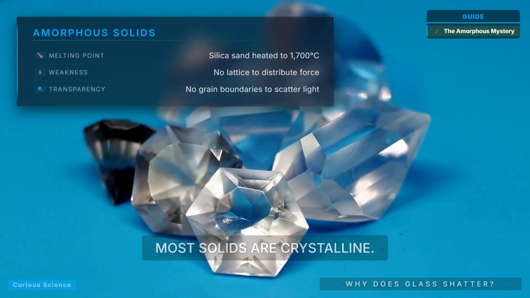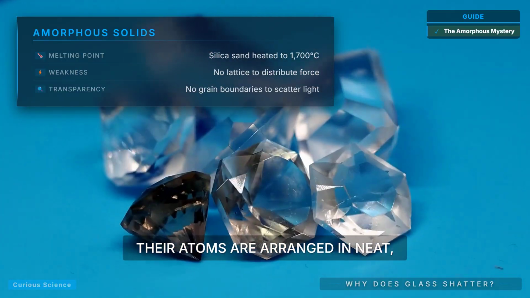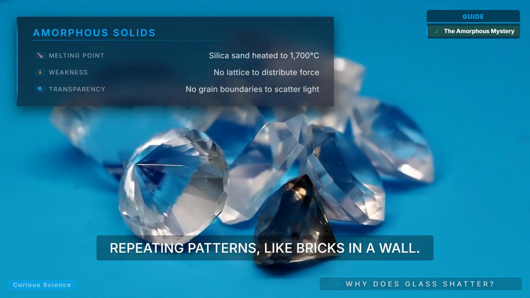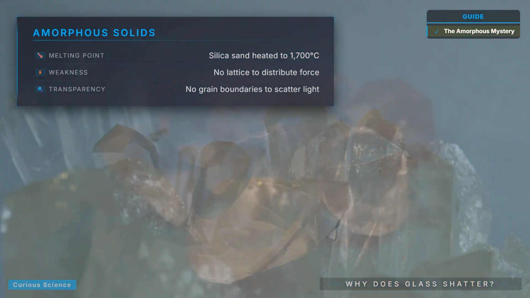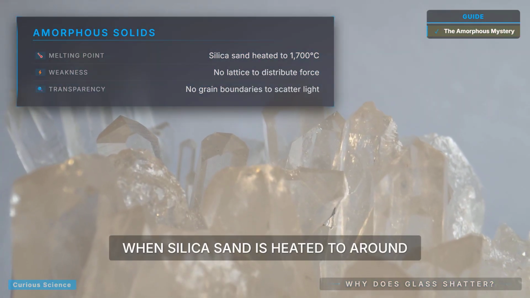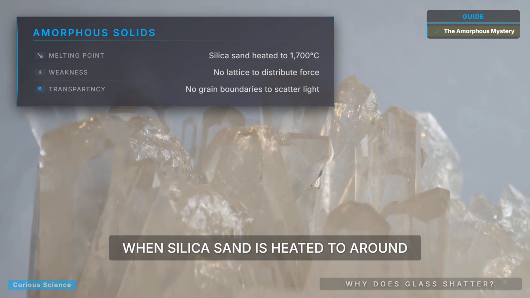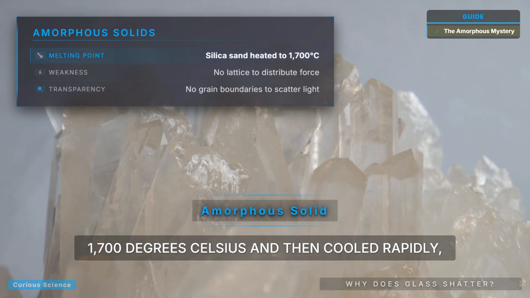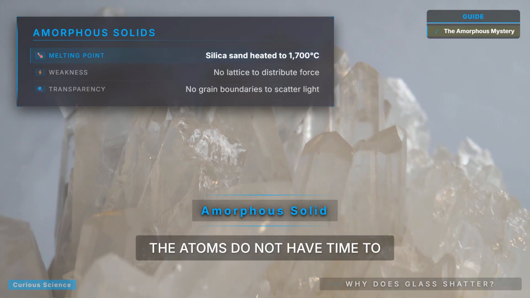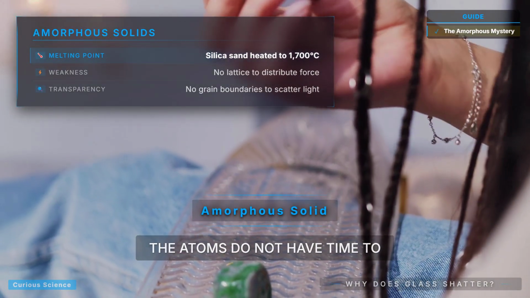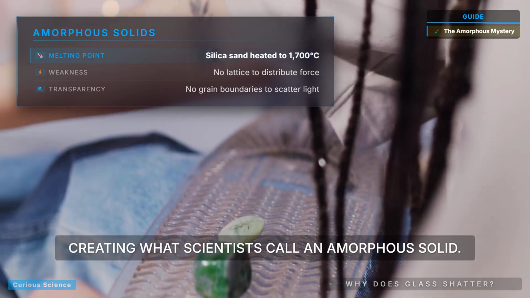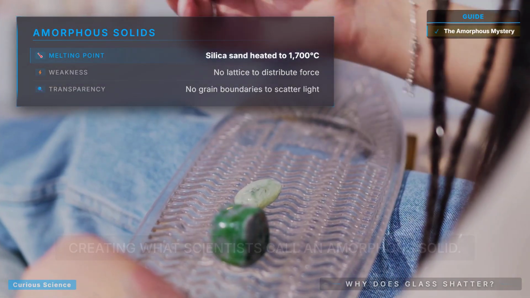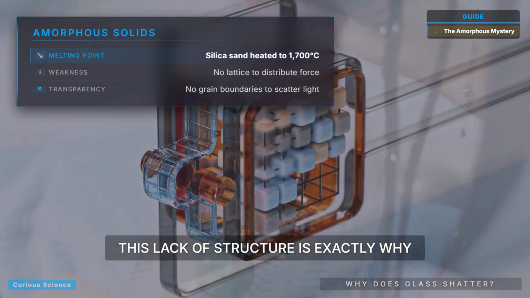Crystalline solids like metals and ceramics have atoms arranged in orderly, repeating patterns called lattices. When force hits a crystal, the lattice distributes that energy across billions of organized bonds. The structure absorbs and redirects the stress. Glass has no lattice. Its atoms are arranged randomly, frozen in place when molten silica cooled too quickly to crystallize. This random arrangement means there are no organized pathways to distribute force.